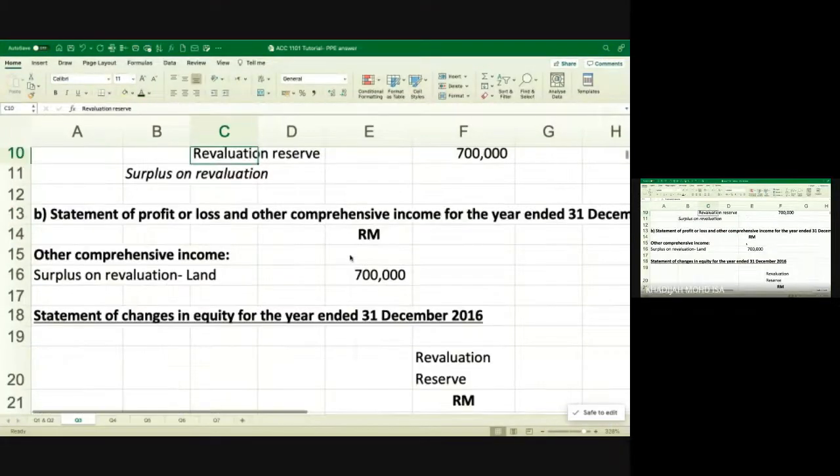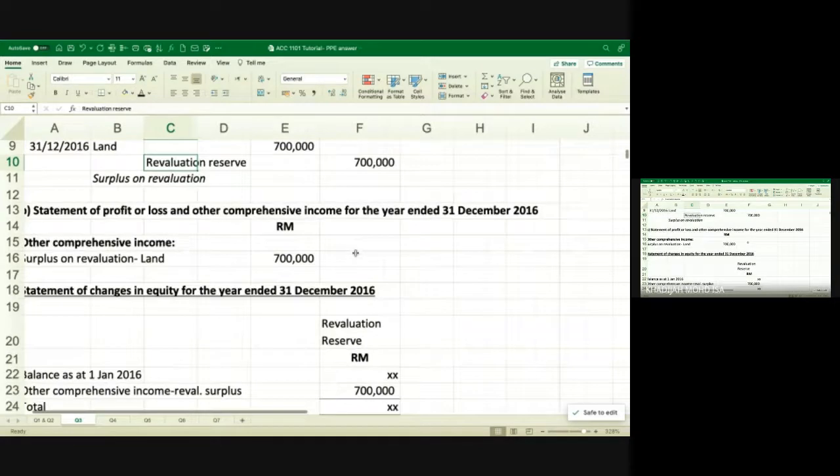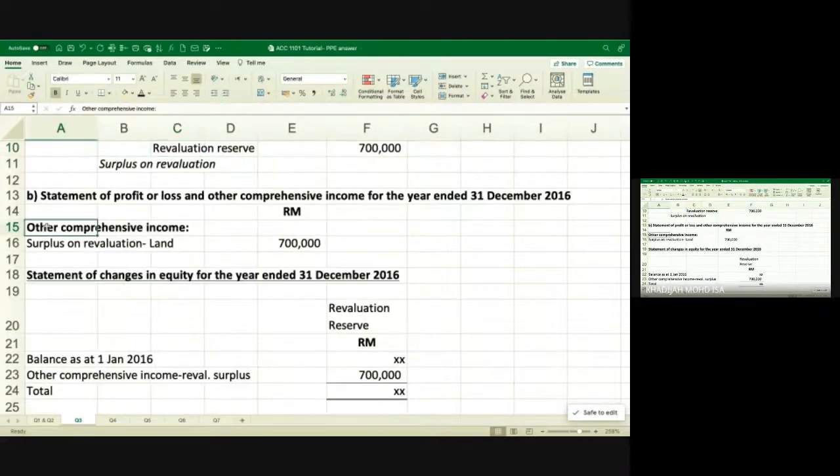So for example, here you have the statement of profit and loss and other comprehensive income. Whenever you have a surplus or deficit on revaluation, it appears as other comprehensive income. You have profit and loss, with the revenue and expenses, and then you have other comprehensive income. Under other comprehensive income you have the surplus on revaluation of land 700,000. Assuming that you have a deficit on revaluation, you can have other comprehensive income, deficit on revaluation of land, but it has to be in brackets. Why? Because deficit is an expense, so you're going to have a negative there.